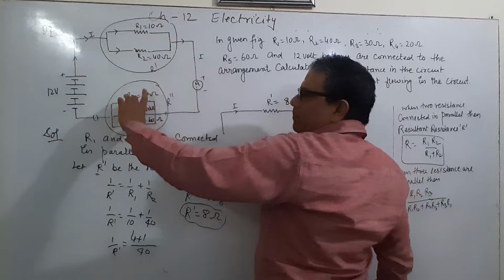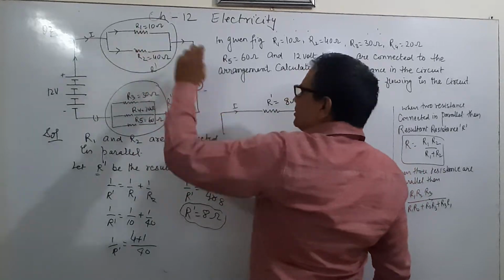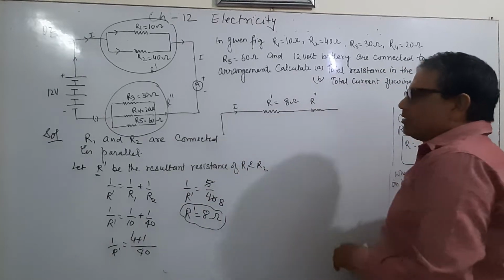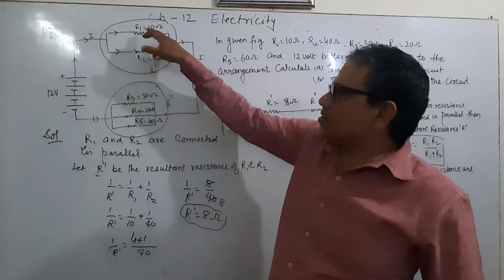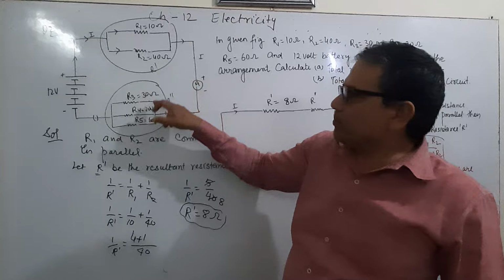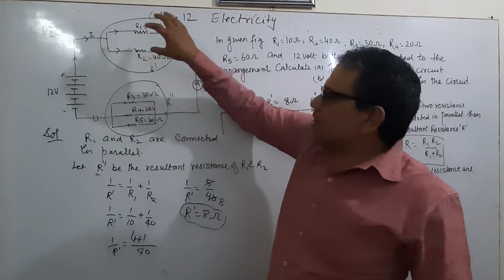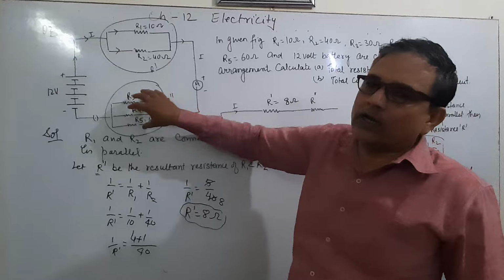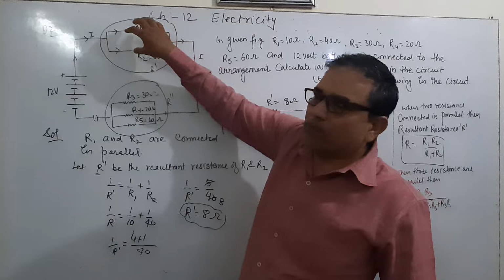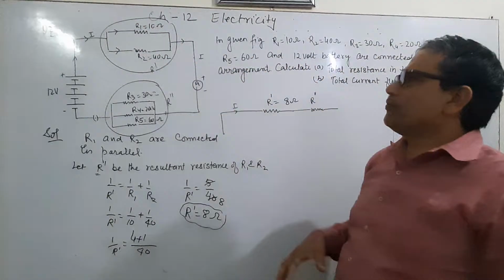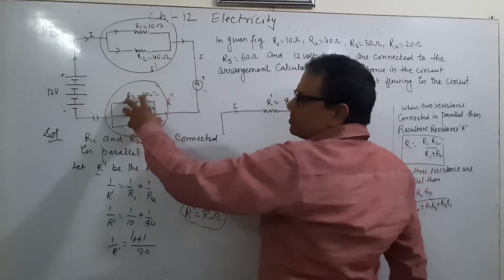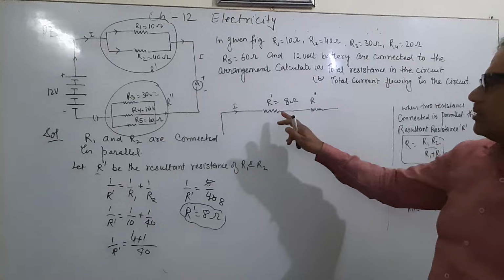They are parallel, but the resultant resistance R dash and the resultant resistance R double dash are connected in series. Why? Because the current which is passing through these resistances is equal to the current passing through those resistances. Current is same in both cases. In two resistances and in three resistances, the total current passed in three resistances is equal to the total current passed in two resistances. Therefore, the resultant of these two resistances and the resultant of three resistances are connected in series. They are connected in series.